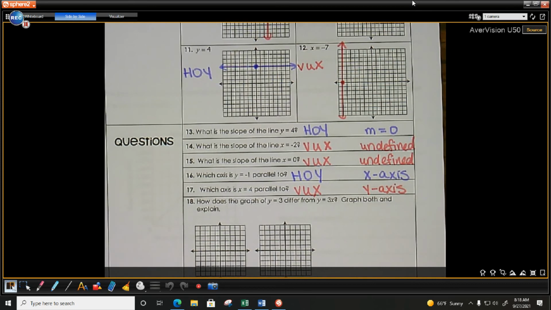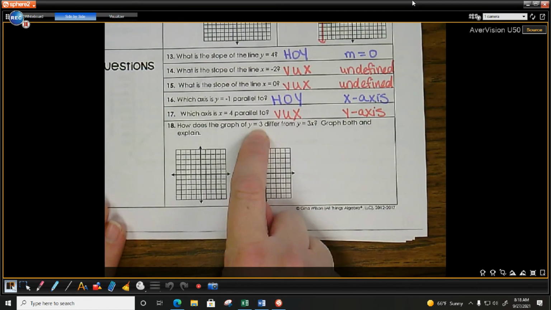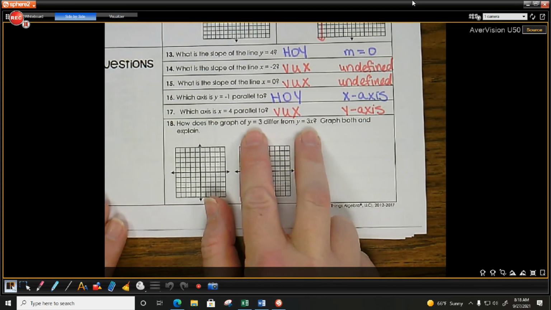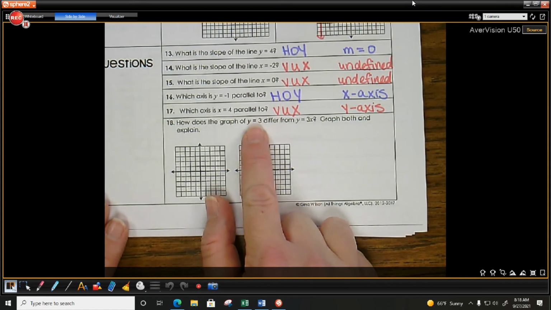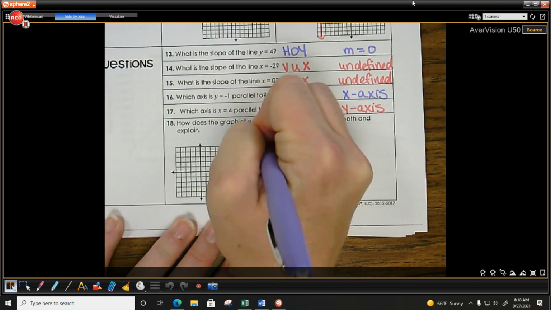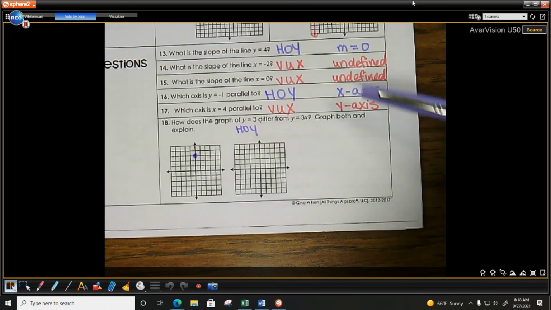Okay, last one. How do these two graphs differ? Y equals 3 and y equals 3x. They look super similar, right? This one, though, doesn't have the x. So this one only has one variable, meaning it is one of our special cases. Is this a Hoy or a Vux? A Hoy, because it says y equals. So I'm going to go on my y-axis and put a dot at 3. If it's a Hoy, what kind of line is that? Horizontal. Very good.